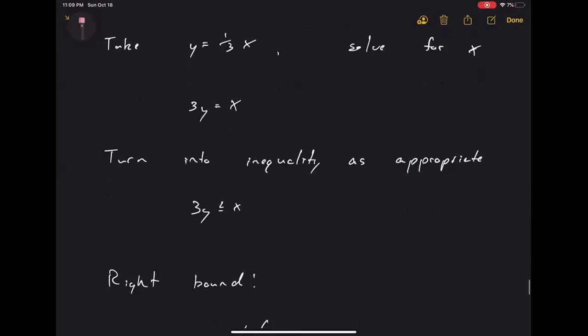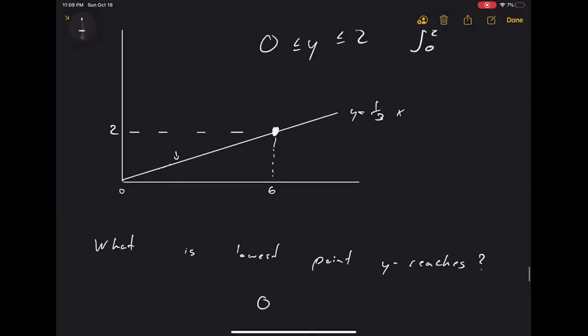So that's going to be my lower bound. My lower bound of integration is 3y. What's my upper bound of integration? Okay, what's the largest, where do my x points stop? I can't go any further than 6.